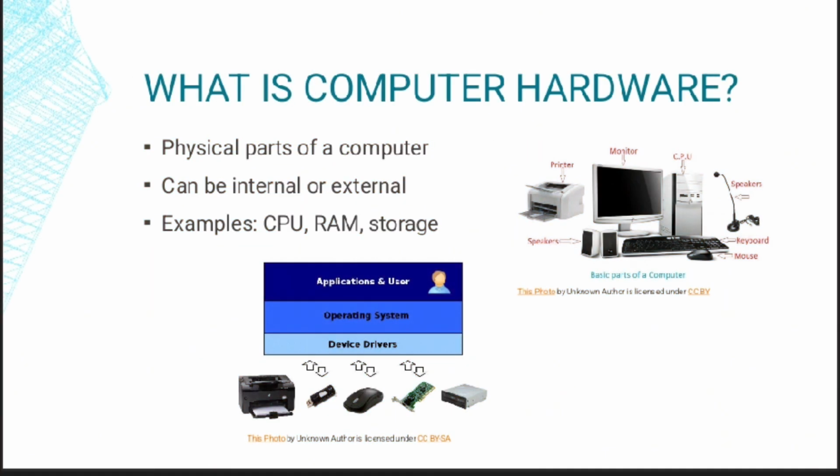Slide 3. What is computer hardware? Computer hardware refers to the physical components of a computer system. These are the parts that we can see and touch. For example, inside the CPU, memory, storage devices, keyboard, mouse and monitor. Hardware works together with software to allow a computer to function properly.